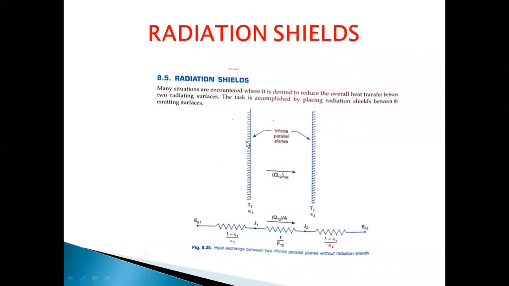Most of the time, there are two plates, assume that both are non-black surfaces undergoing radiation heat transfer. It looks like these parallel plates, as I have shown here. Now you can observe here, these are the two plates, which are undergoing the radiation heat transfer.